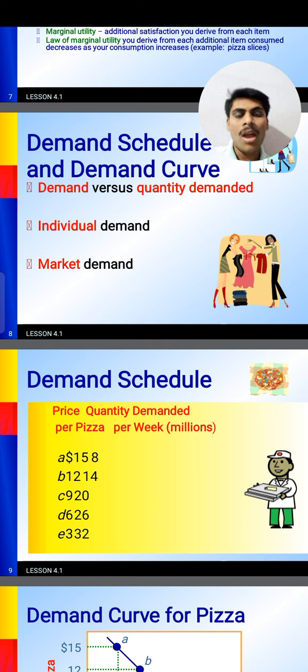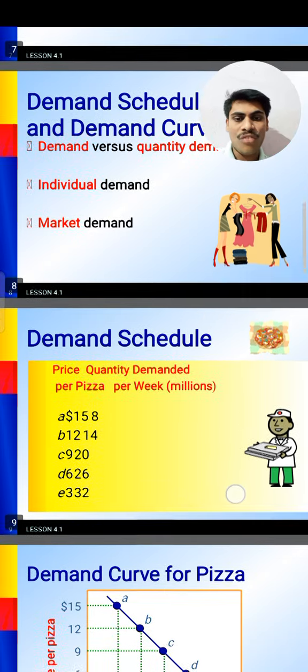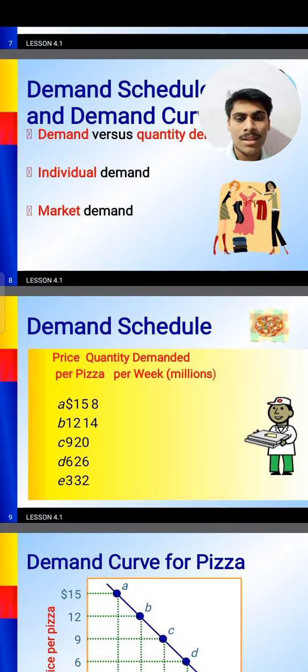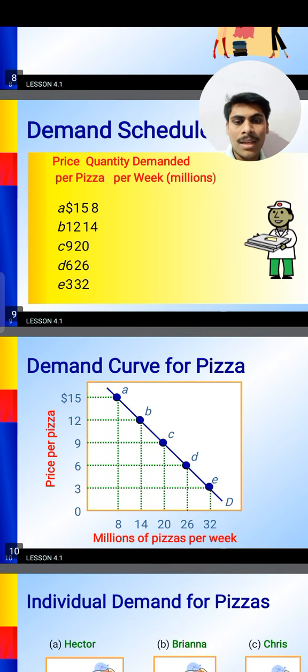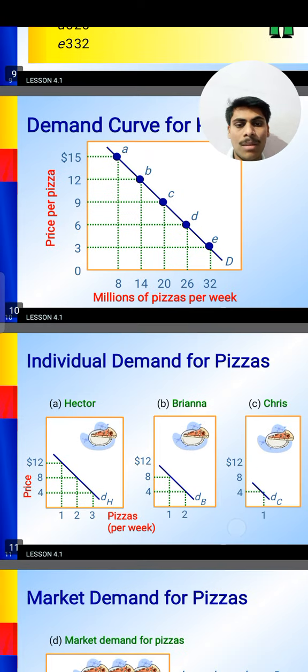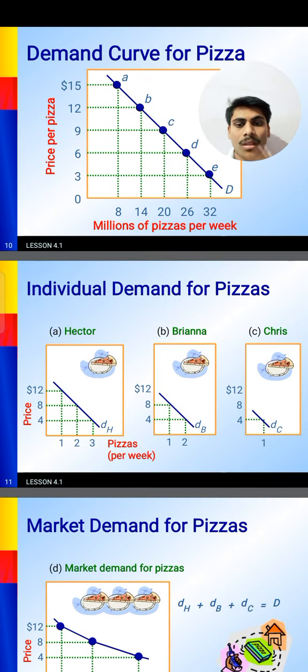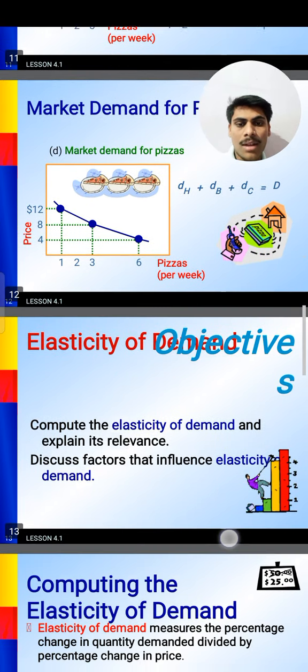We can now discuss individual demand and the market demand schedule: prices, and quantity demanded per week, in millions. The demand curve is a graphical representation. On the x-axis we take millions of pizzas per week, and on the y-axis we take the price per pizza. First we can go for the individual demand for pizzas, then the market demand for pizzas, and elasticity.